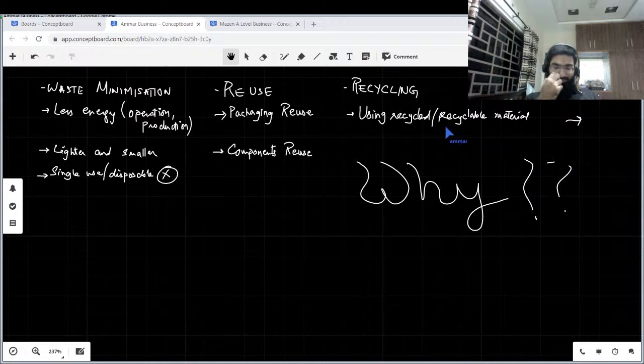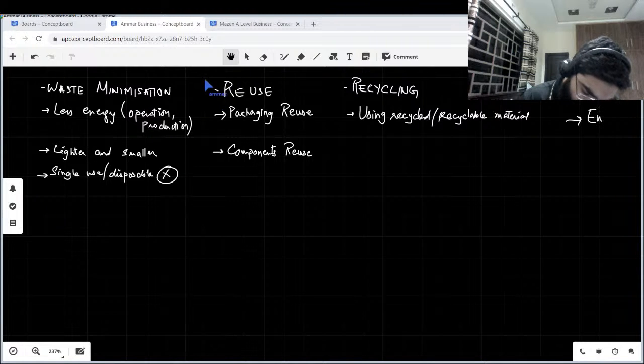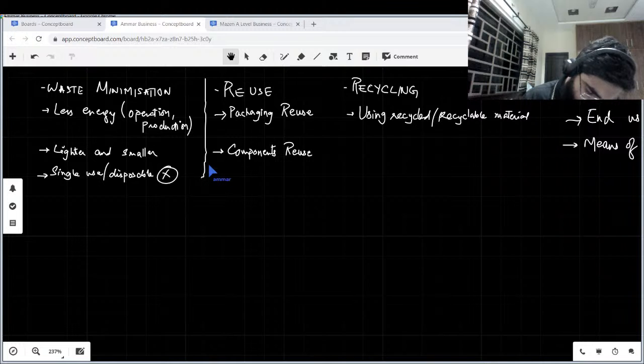Okay, stop. Ethical considerations. First, we have the end use and then the means of production. For example, I said child labor.